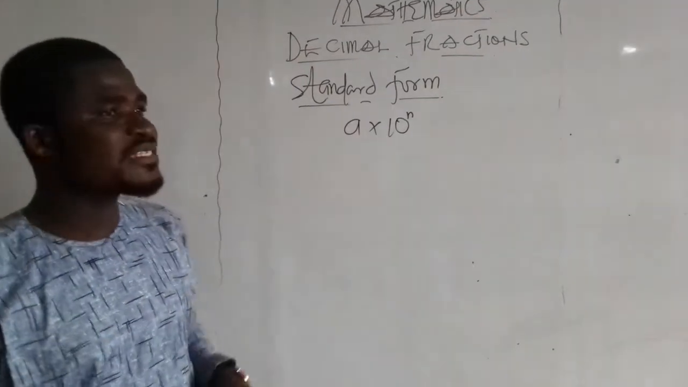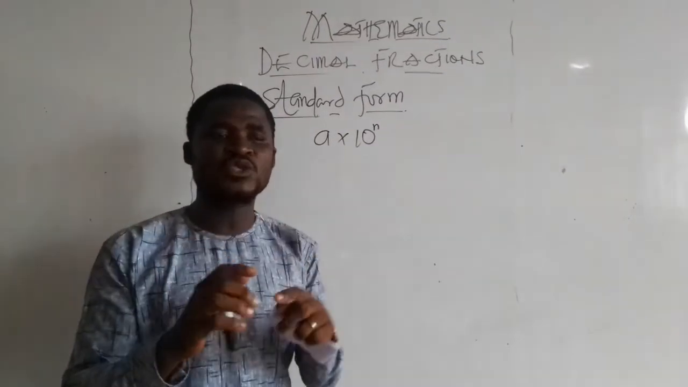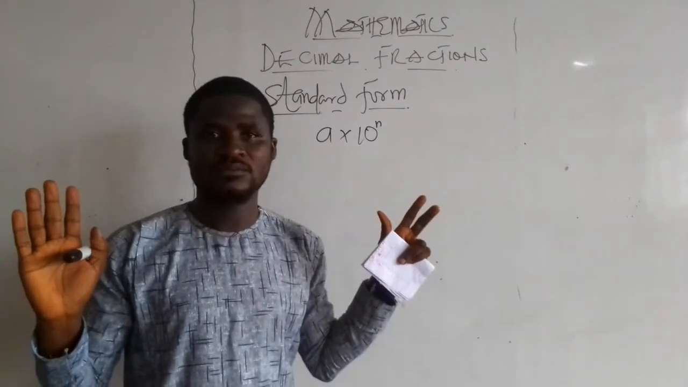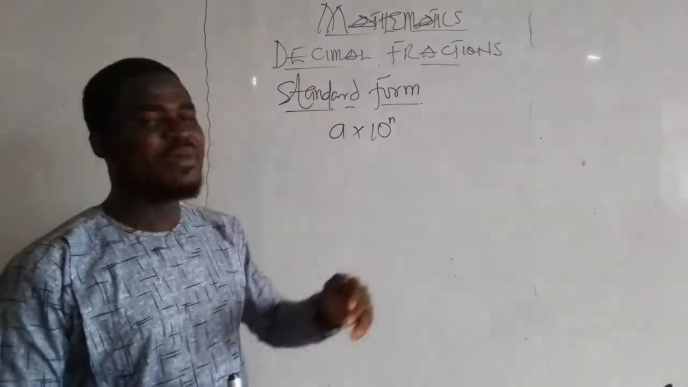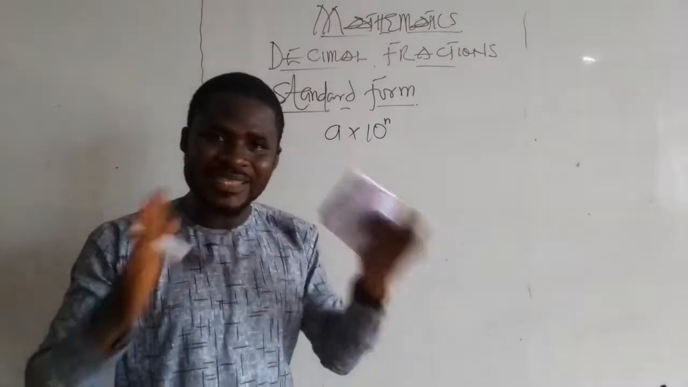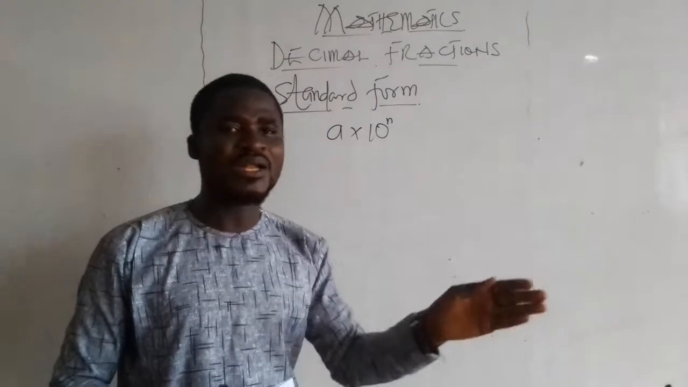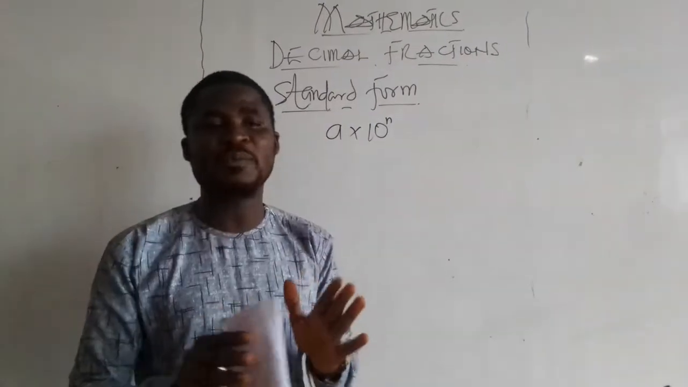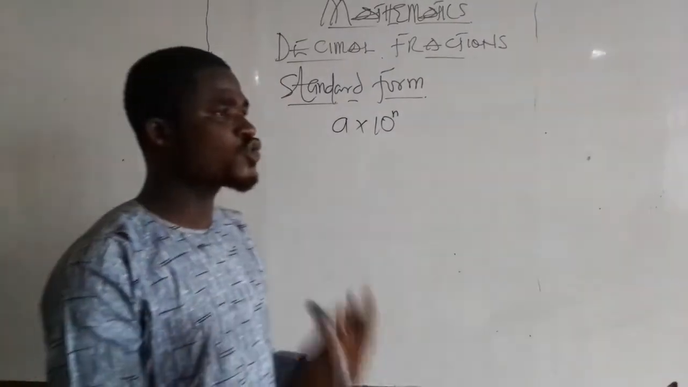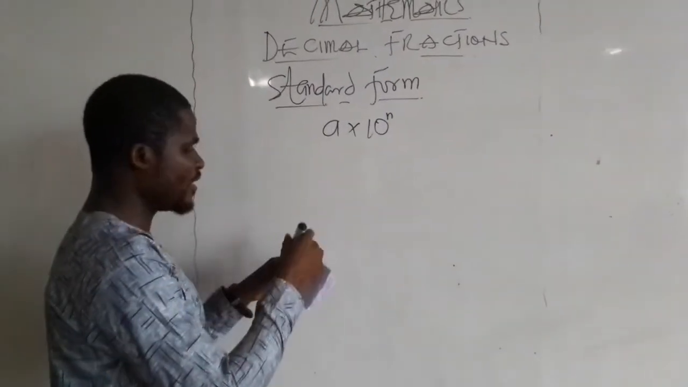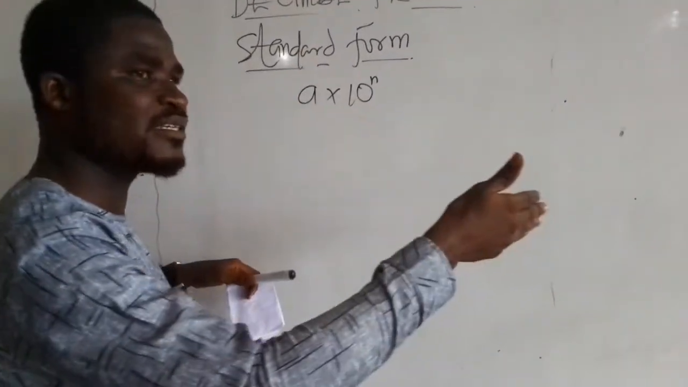The first rule says that always make sure that your figures will be between 1 and 10. If it's more than 10, it is not in standard form. If it's less than 1, it is not in standard form. Always it should be between 1 and 10. So take note.